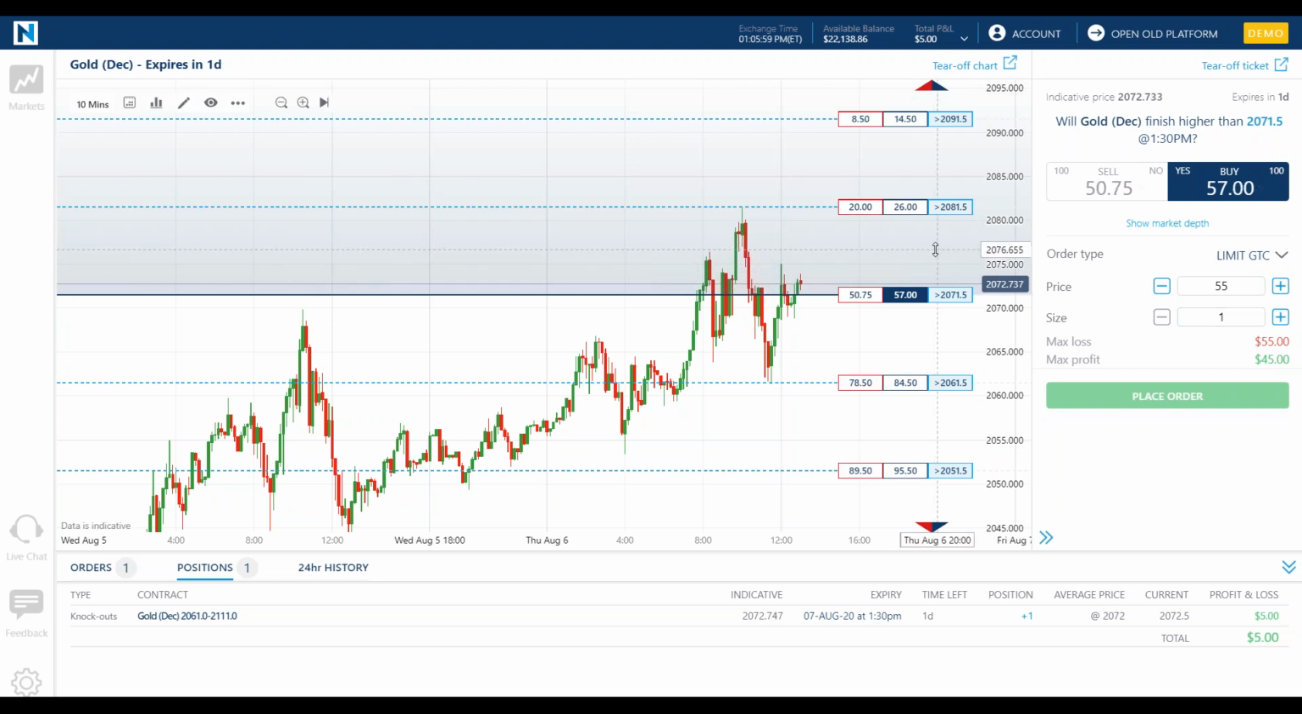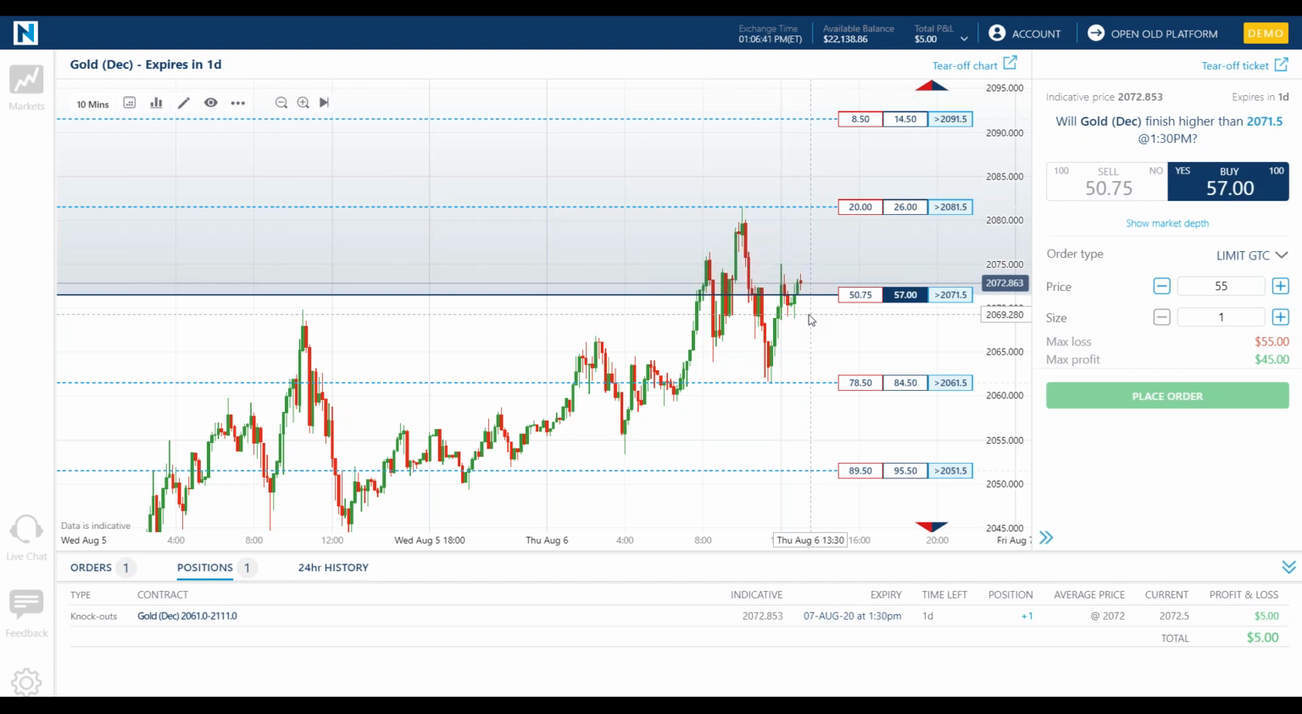And if it does stay above and it settles at expiration above 2071.50, this contract will go to $100 and I will make $45. I will have risked 55, it goes to 100, so I would make 45 when it settles at 100. Now, if it settles at 2071.50 or lower, it will settle at 0. And so that is what is binary. It's either yes or no. It's 0 or 100. And the prices I'm trading are the probability that the answer will be true.